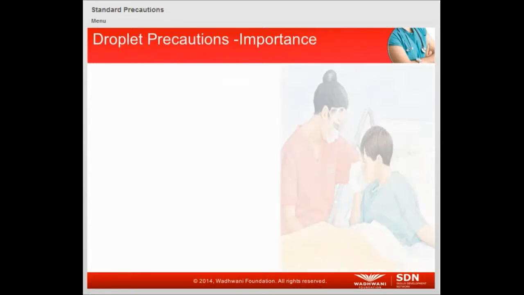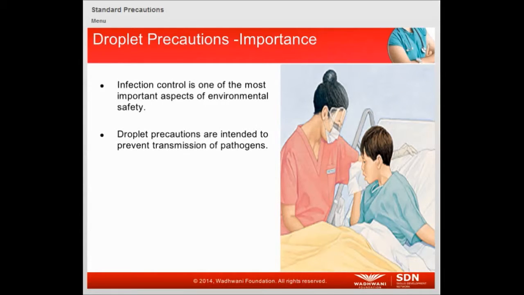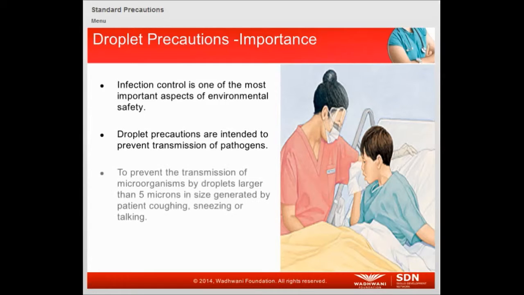Let's find out why droplet precautions are important. Infection control is one of the most important aspects of environmental safety. Droplet precautions are intended to prevent the transmission of microorganisms by droplets larger than 5 microns in size generated by a patient coughing, sneezing, or talking.